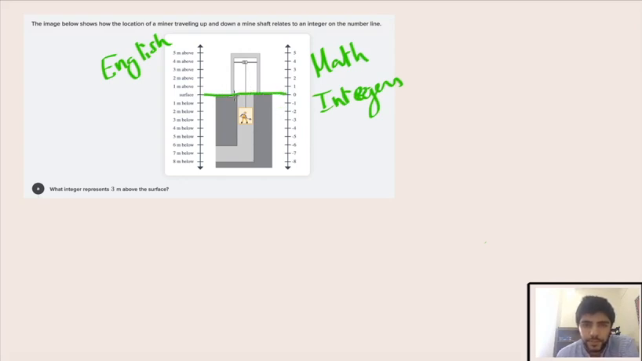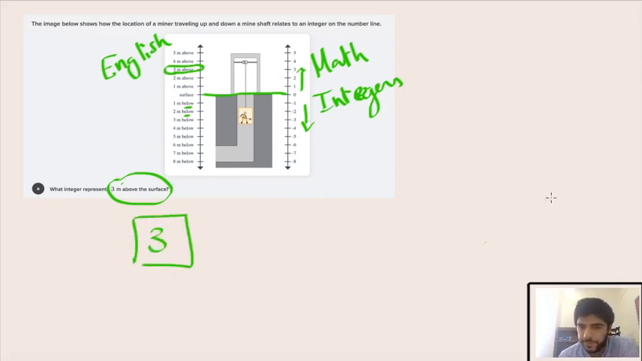That's the surface, that's the ground, right? If you go below the ground, so it says 1 meter below, 2 meters below, and so on, you start going into negative numbers. If you go up, so above ground, if you go 1 meter above ground, 2 meters above ground, that's positive. So what integer represents 3 meters above the surface? So if this is the surface, they want to know what integer represents 3 meters above. And you can see the equivalent right here is just 3. So this is the integer.